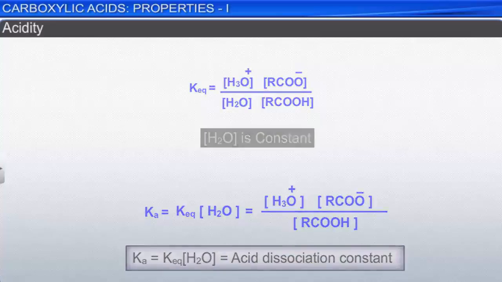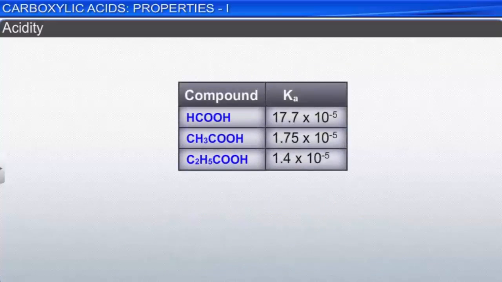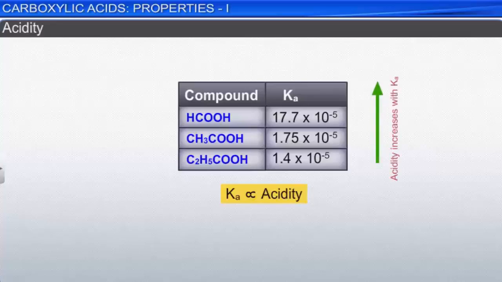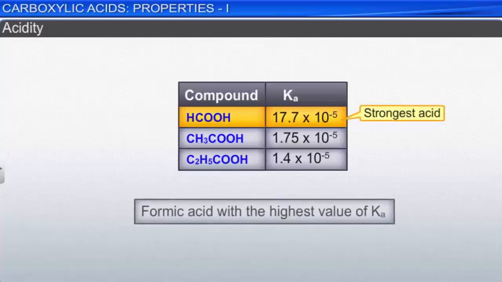Every carboxylic acid has its characteristic Ka, which indicates how strong an acid is. The larger the value of Ka, the greater is the extent of ionization, and therefore, the stronger is the acid. For example, among the unsubstituted monocarboxylic acids, formic acid with the highest value of Ka is the strongest.